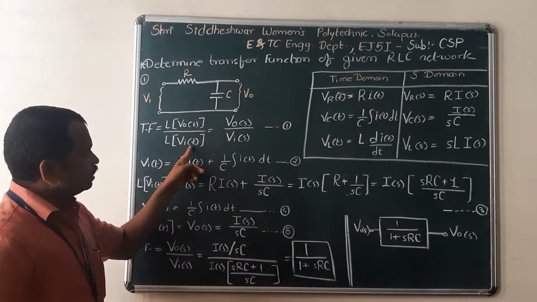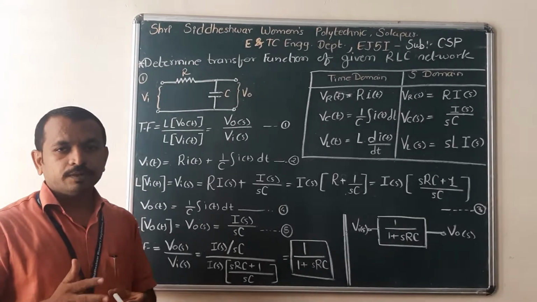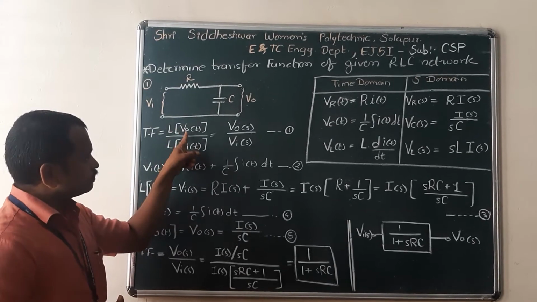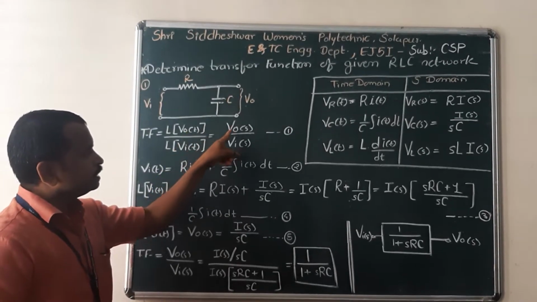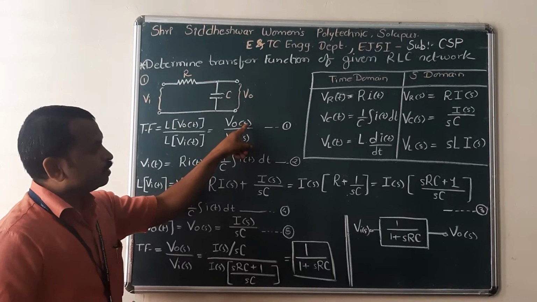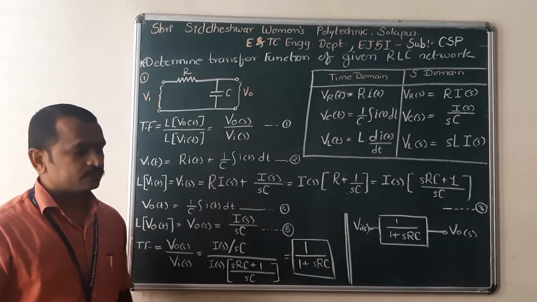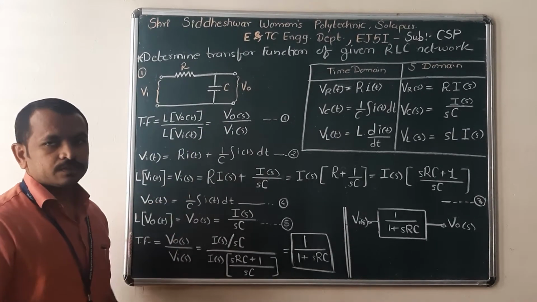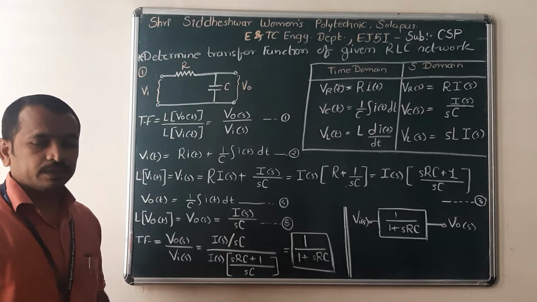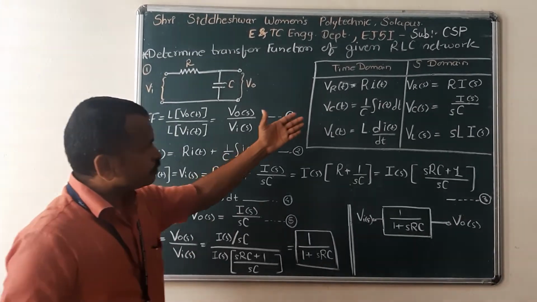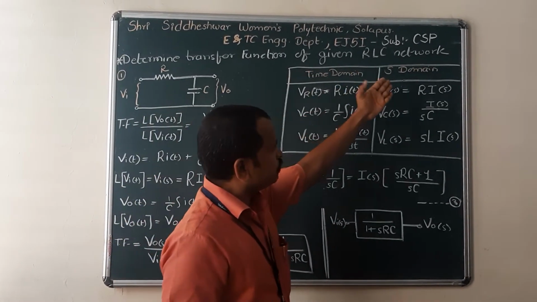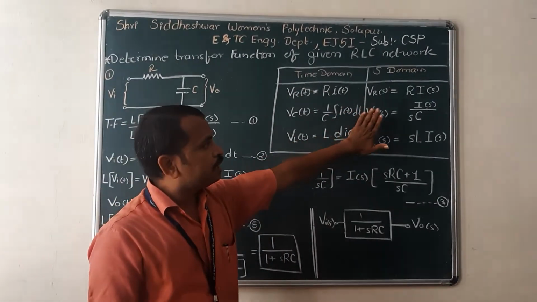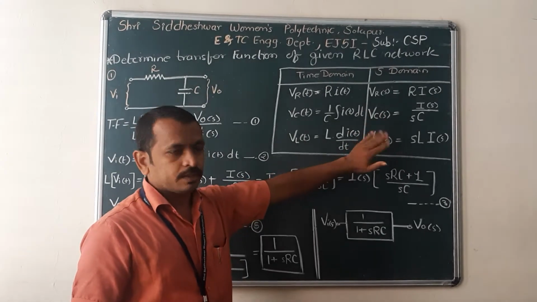So output and input both are in time domain. When we find the Laplace of that time domain voltage, we will get VO of S and VI of S. So we have to find out VO of S and VI of S. What is S? S means S domain, that is Laplace transform. See here, from the time domain we can find its S domain. S domain means we have to find the Laplace transform of the given parameter.